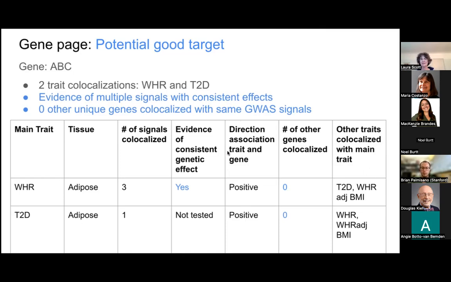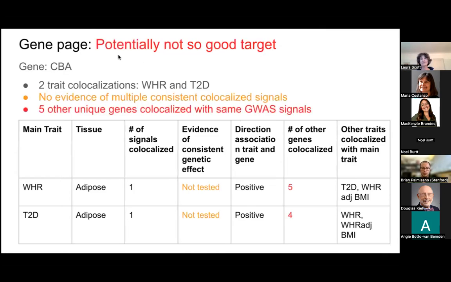Okay, the next picture is perhaps of a potentially not so good target. I mean, it still may be interesting biologically, but this is the gene CBA, made up. Again, trait colocalizations. This time, there's only one signal colocalized per gene, so I can't see if the effect is consistent, both positive. Number of other genes colocalized, 5 and 4.